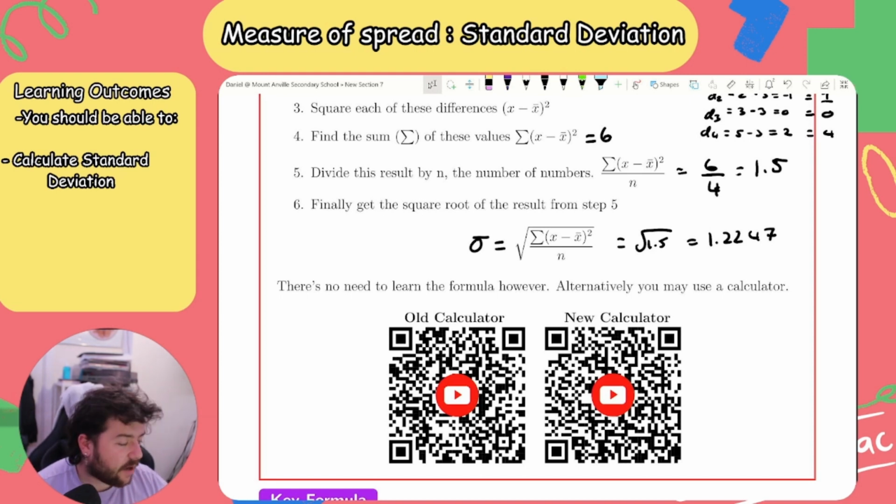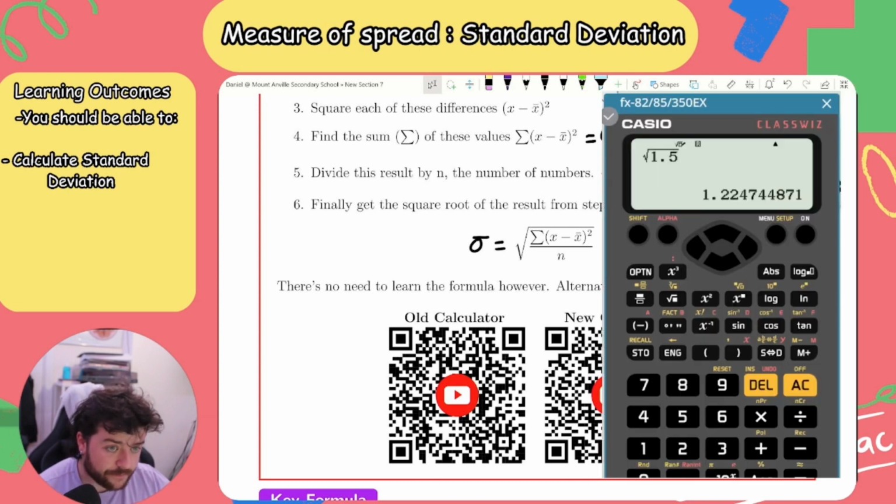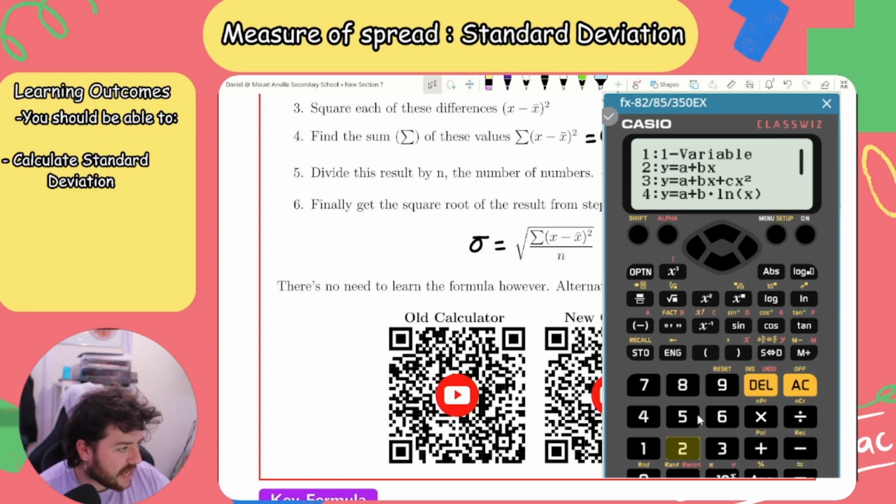It might be, if I can get the old calculator up, I'll show that as well. So let's get my calculator up and double check my answer. So here's my handy dandy calculator. Remember, if I want to enter statistics mode, I click Menu, then I click 2 for stats.